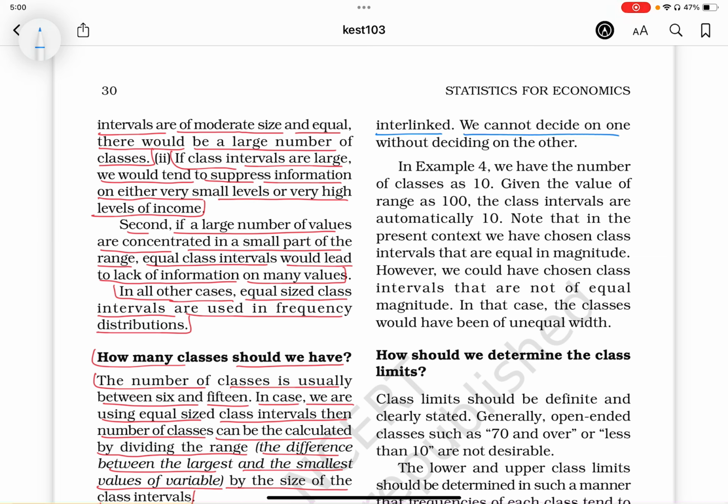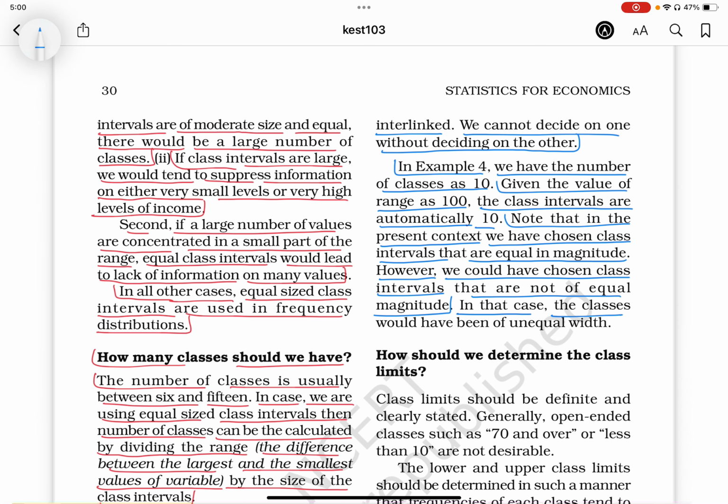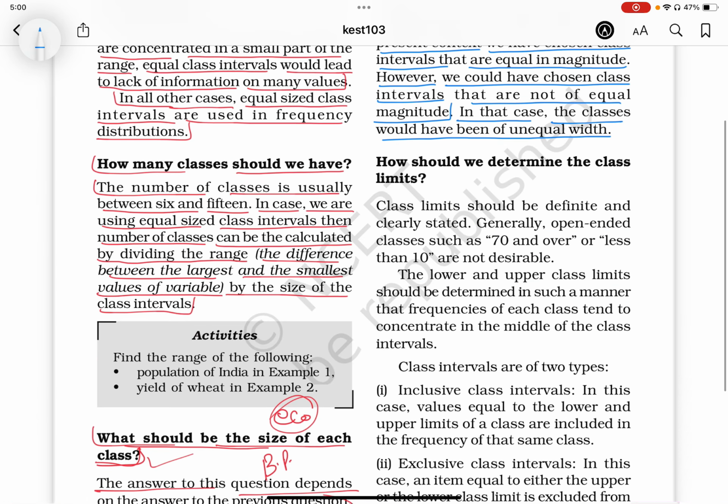We cannot decide on one without deciding on the other. In example 4, we have the number of classes as 10, given the value of range as 100. The class intervals are automatically 10. Note that in the present context, we have chosen class intervals that are equal in magnitude. However, we could have chosen class intervals that are not of equal magnitude. In fact, in that case, the classes would have been of unequal width.